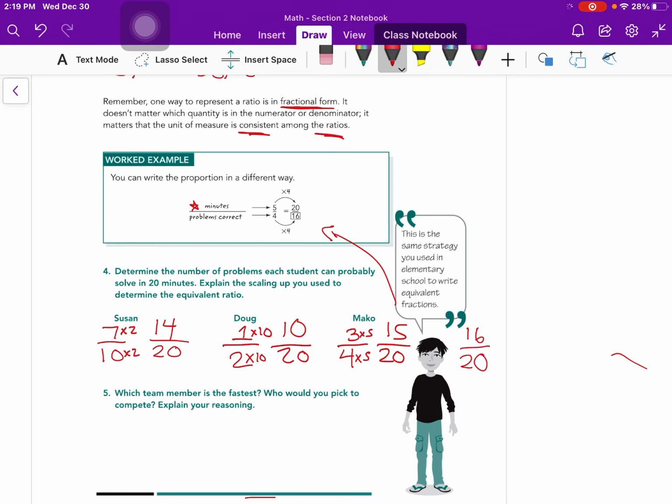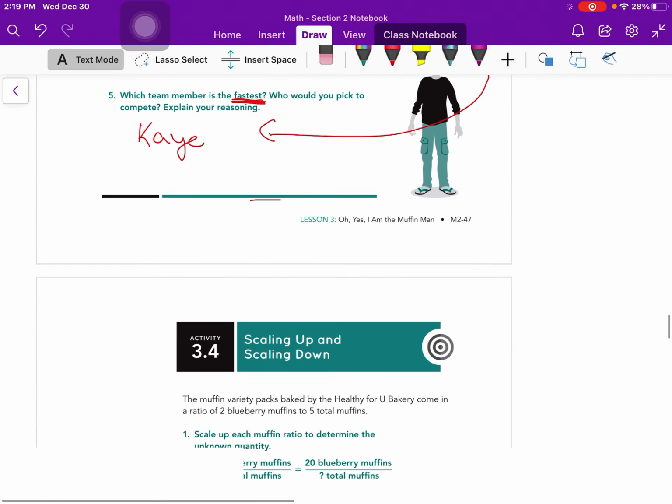So based on this, which team member is the fastest? Who can solve the most problems in 20 minutes? I think we definitely would pick K, because she can do 16 in 20 minutes. Without this, we really weren't able to determine who the fastest was, but by coming up with these scaling ups and equivalent ratios, we're able to figure it out.